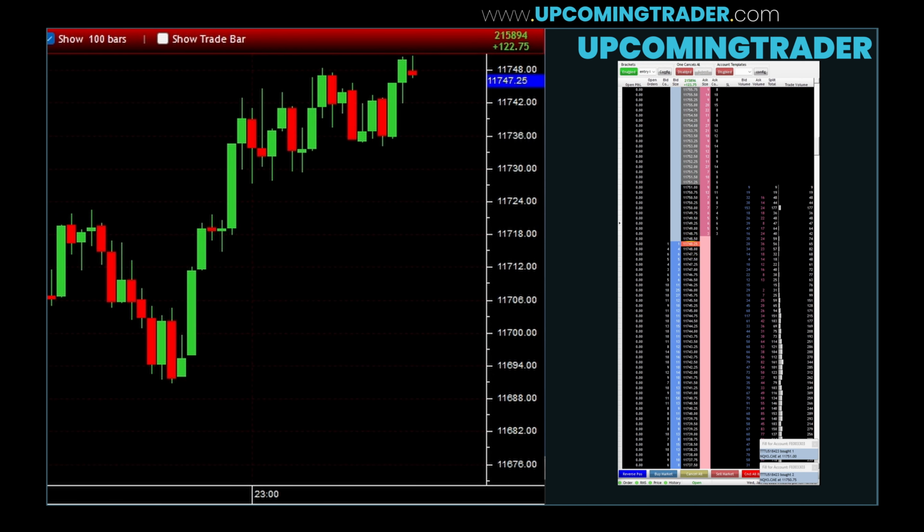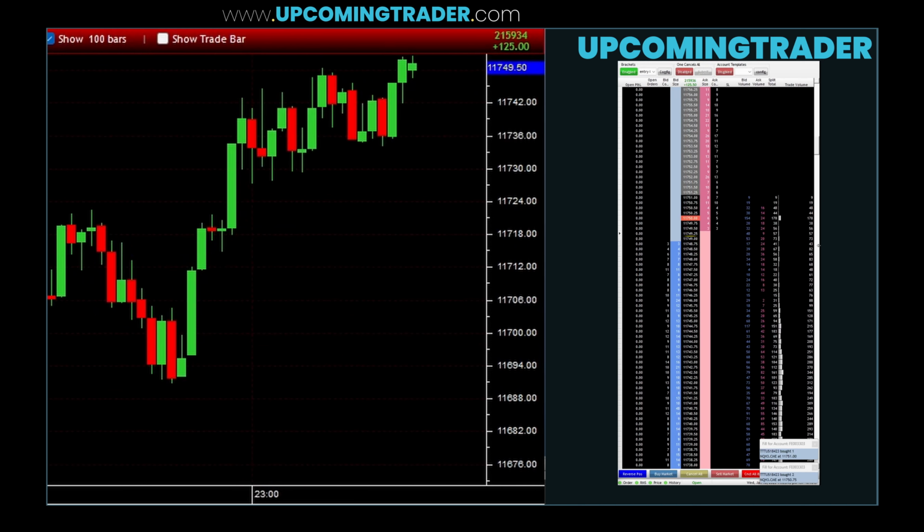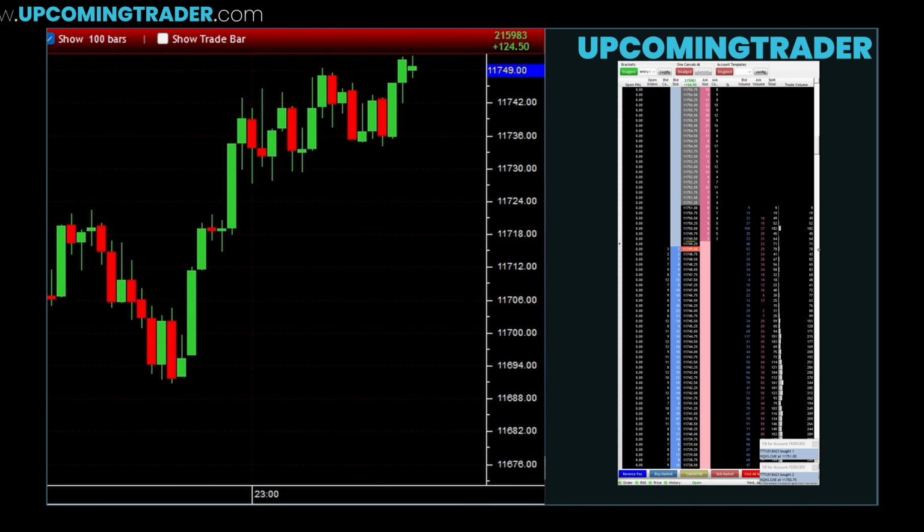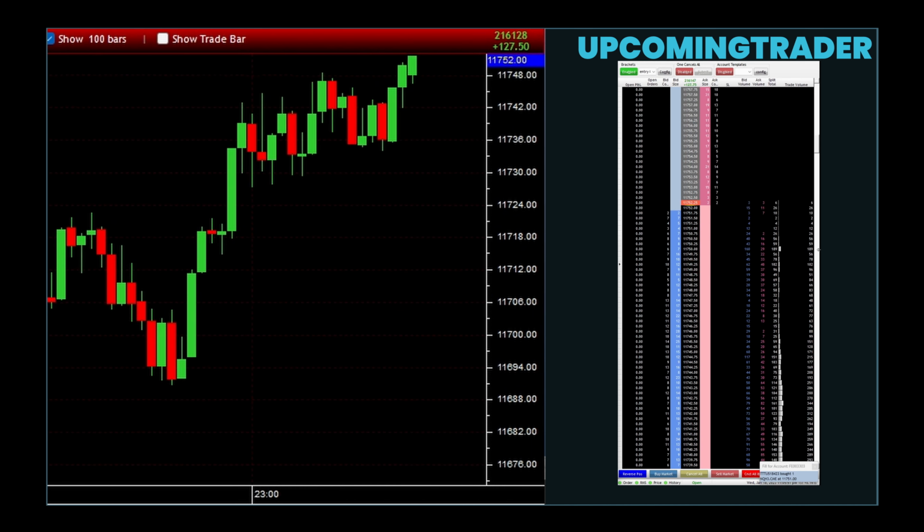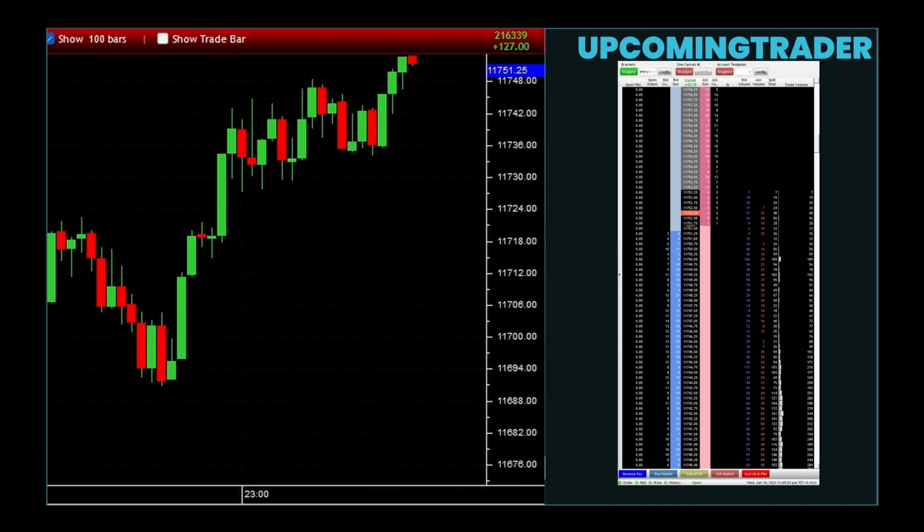Next up, we have the volume-weighted average price indicator. It gives the average price of an asset throughout the trading day, adjusted for volume. When the price is above the volume-weighted average price, it means that buyers are stronger.